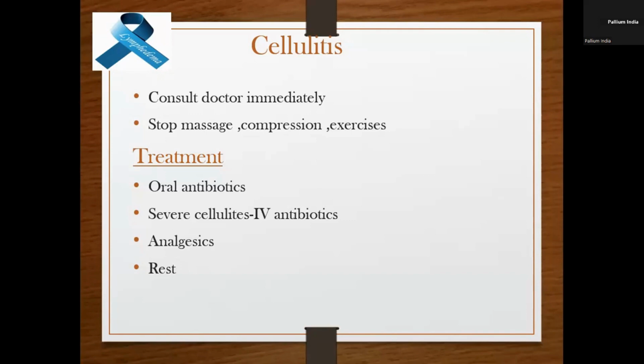Treatment for the cellulitis patient is oral antibiotics. In the starting stage, we have to start with oral antibiotics. If the patient is having severe infection, we have to start with IV parenteral antibiotics, and for pain we have to start with analgesics and give proper rest, and avoid bandaging, massaging, and exercises.